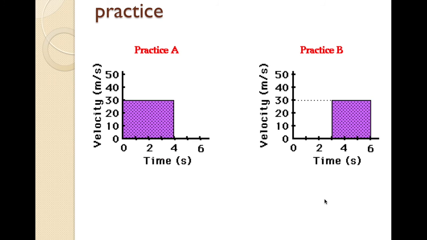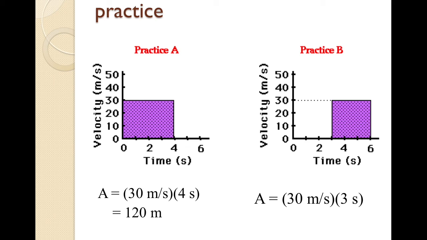Go ahead and pause the video, try to find the areas of both of these graphs, and then start the video up to see the answer. The answer for practice A is 120 meters. The displacement for B is 90 meters between the 3rd second and the 6th second.